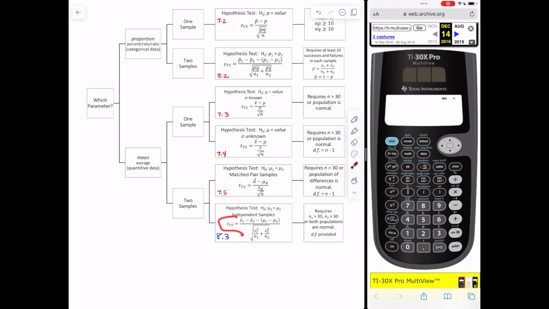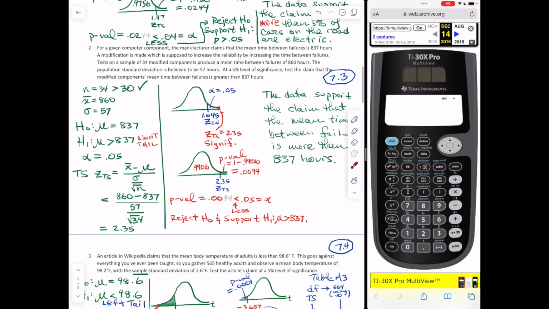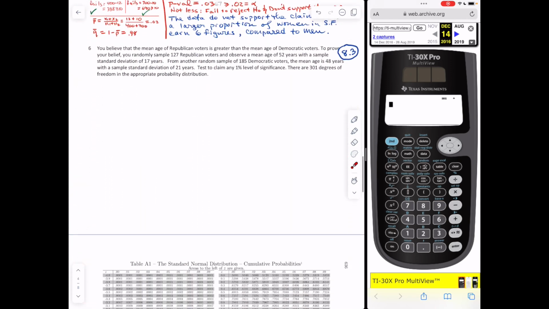Okay, so here we've got our test statistic. And the requirement here is your sample sizes should be both bigger than 30 or the population should be normal. And as it says here, I'll be providing the degrees of freedom for this one. Okay, so again, there's our null hypothesis. I think we go ahead and put this down here.